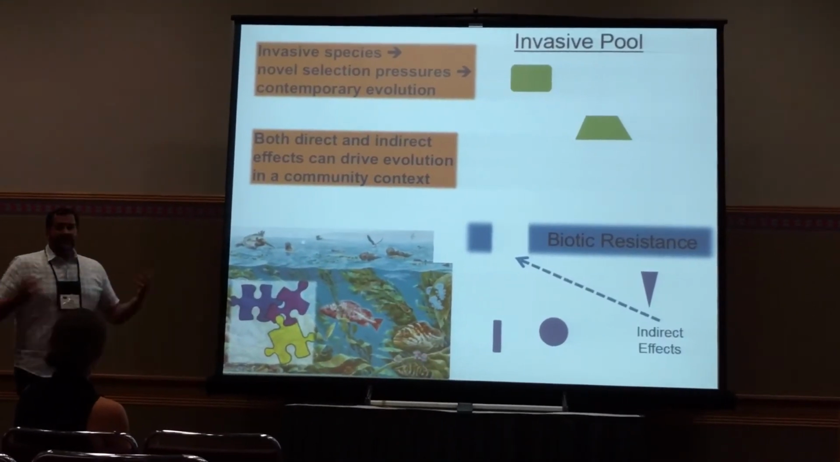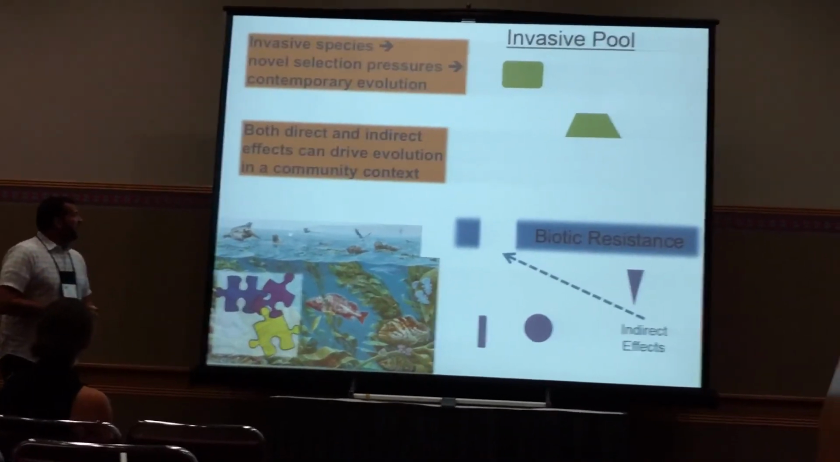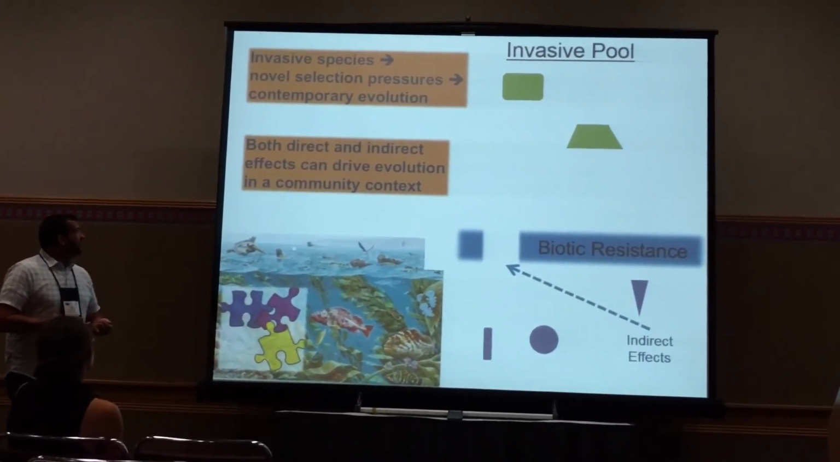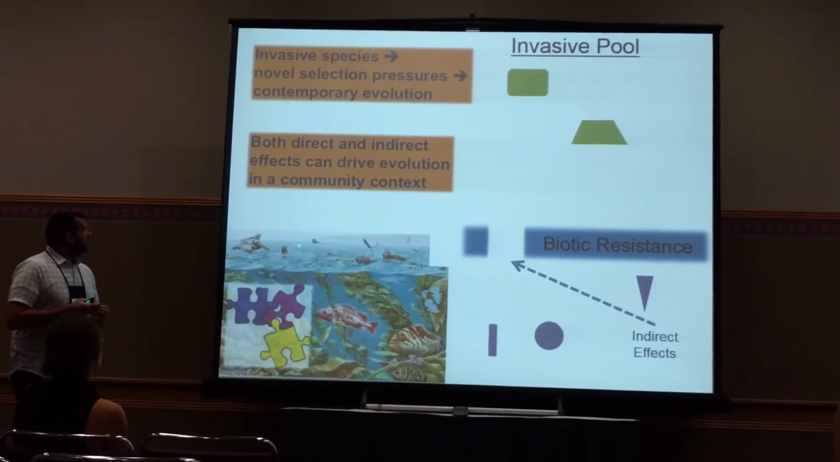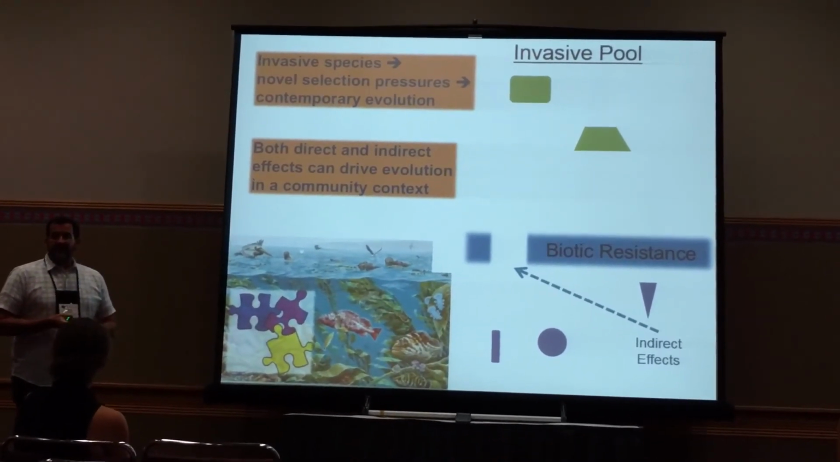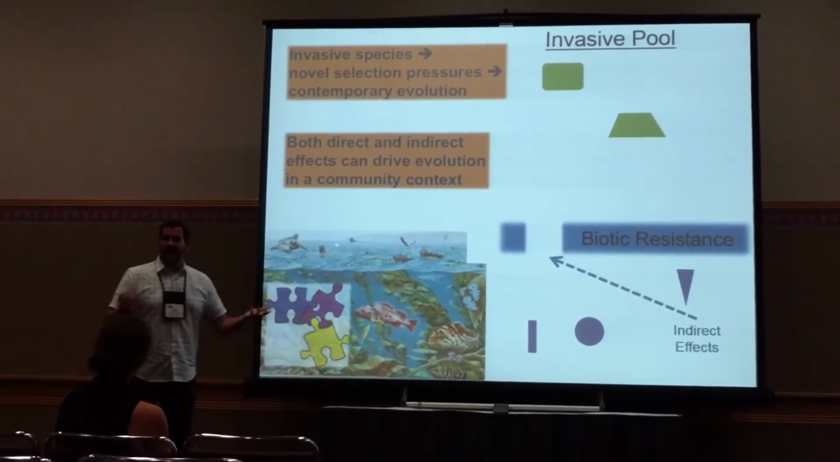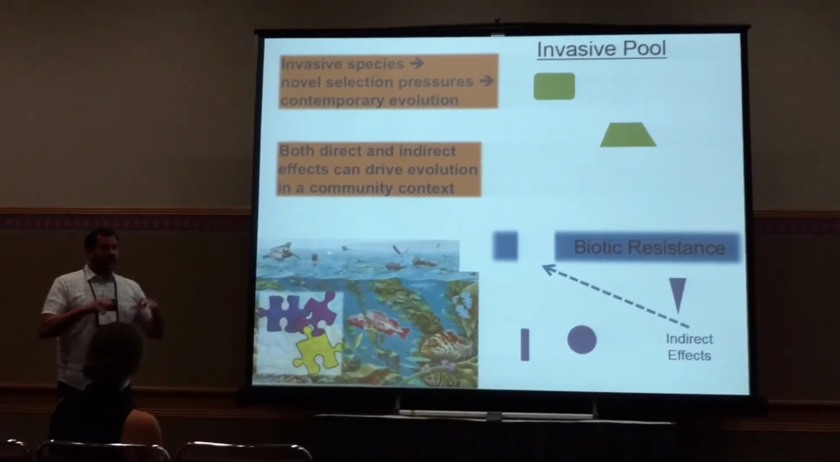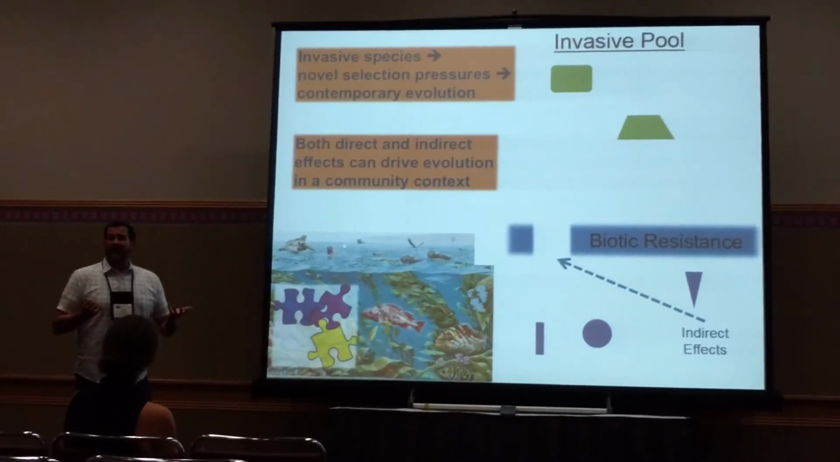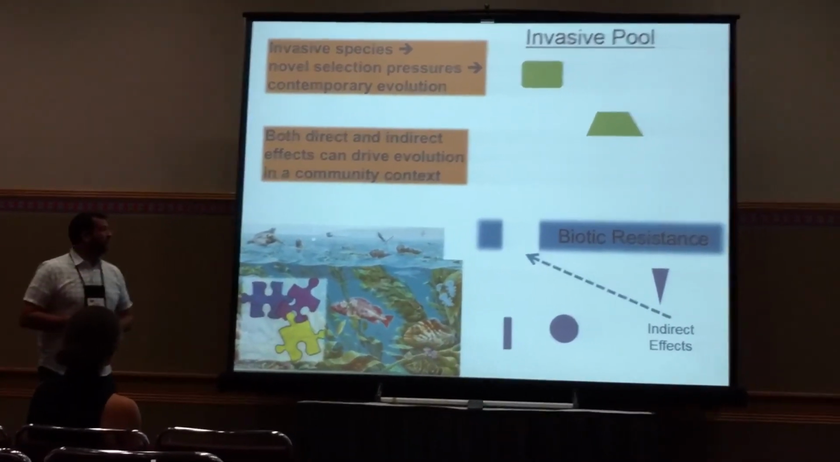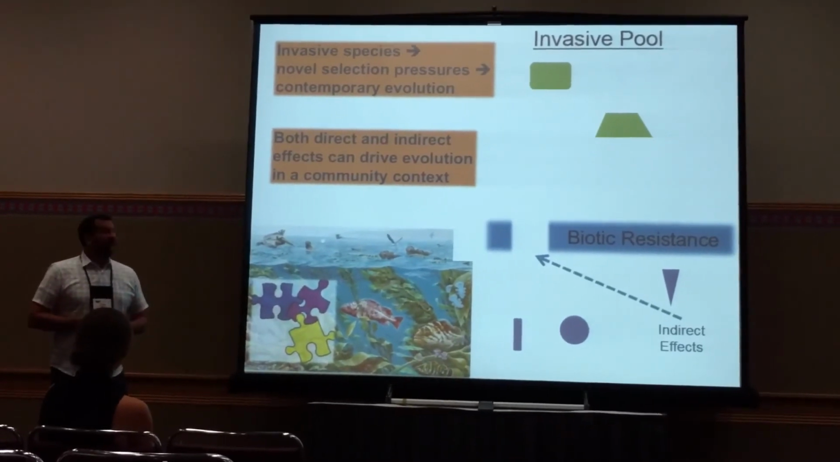So as everyone else in this session has demonstrated, invasive species experience this novel selection pressure that can drive contemporary evolution. Both direct and indirect effects can drive evolution in a community context. And so if we're trying to put together this puzzle of the community, we need to consider the more puzzle pieces, the better. And if we also consider how those puzzle pieces are changing shape, that's going to affect how the whole puzzle gets put together.